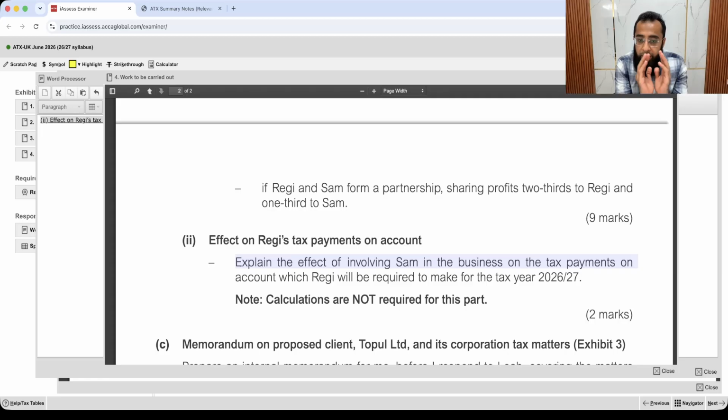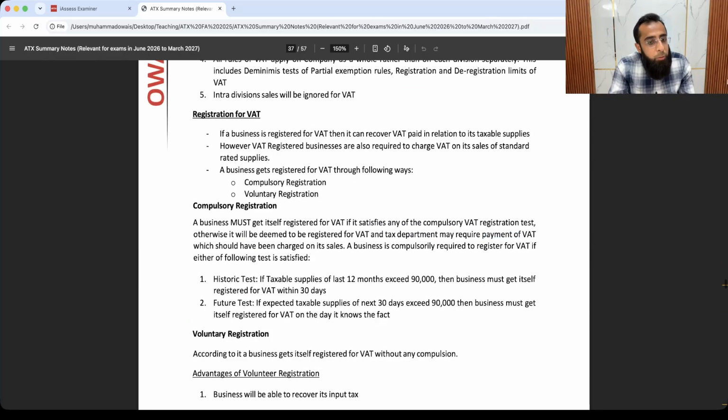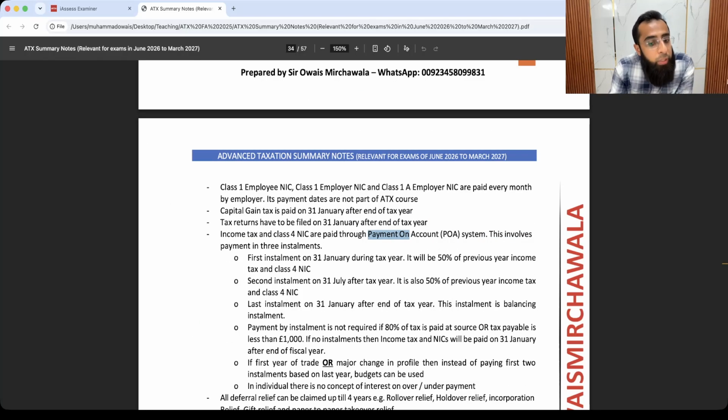See, now this is very important. Listen to me carefully. When we talk about the payment on account concept, individuals have to pay income tax in 3 installments. Like we pay on 31st of January during the tax year, then 31st of July, and then on 31st of January we pay the final settlement. If you don't remember the payment on account concept, go and search in the summary notes for payment on account, POA.